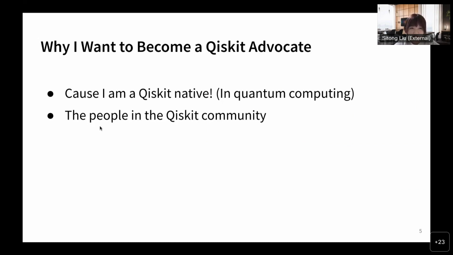And the second reason is the people in the Qiskit community. In 2019, I participated in Qiskit Camp Asia, which I will talk about later. During this event, and also while learning about quantum computing as a beginner, I received a lot of help from the people in the Qiskit community and from the people at IBM Quantum. So I decided to be one of them and to contribute more to the community.